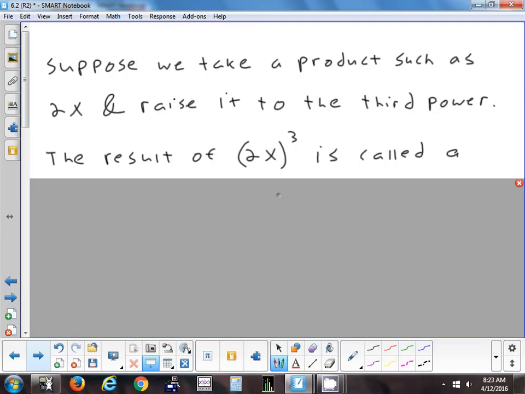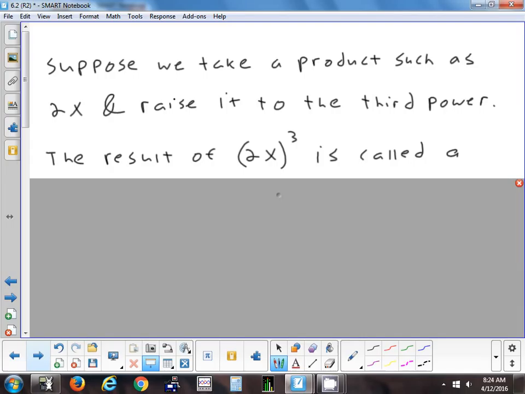It'll be fine. Okay, so suppose we take a product such as 2x, which we're going to take something in parentheses and raise it to a power. Okay. What are you doing with the 2 and the x inside the parentheses? Well, just pretend that cubed isn't even there. What operation are you doing? You're multiplying. 2 times x, all of that, cubed.